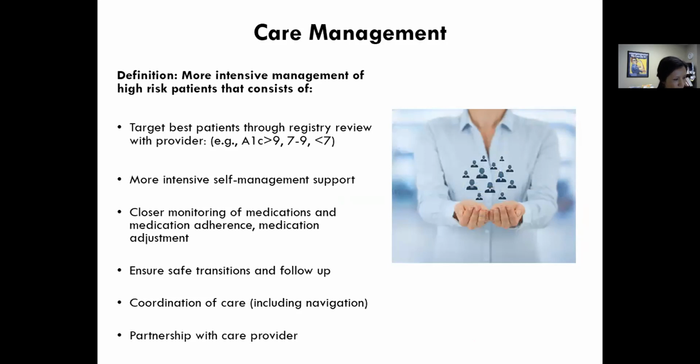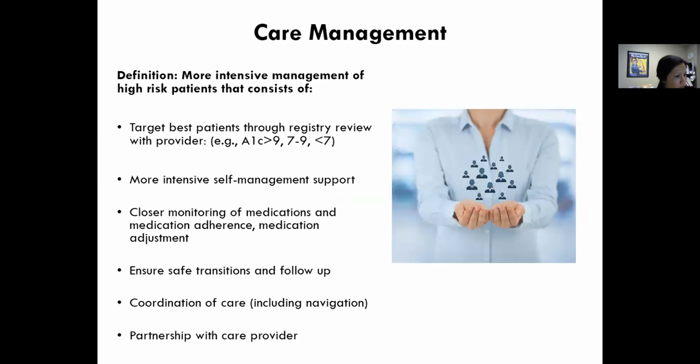Take a look at your population, and I'm going to talk about information systems in a minute, but you can organize your population based on A1Cs or the ABCs of diabetes and sort them into low or good clinical control, moderate clinical control, and high need for clinical control. So clearly, for those folks that are A1Cs are greater than 9 and their cholesterols and blood pressures are out of whack, they're going to need intensive self-management support, close monitoring on their medications and medication adherence.